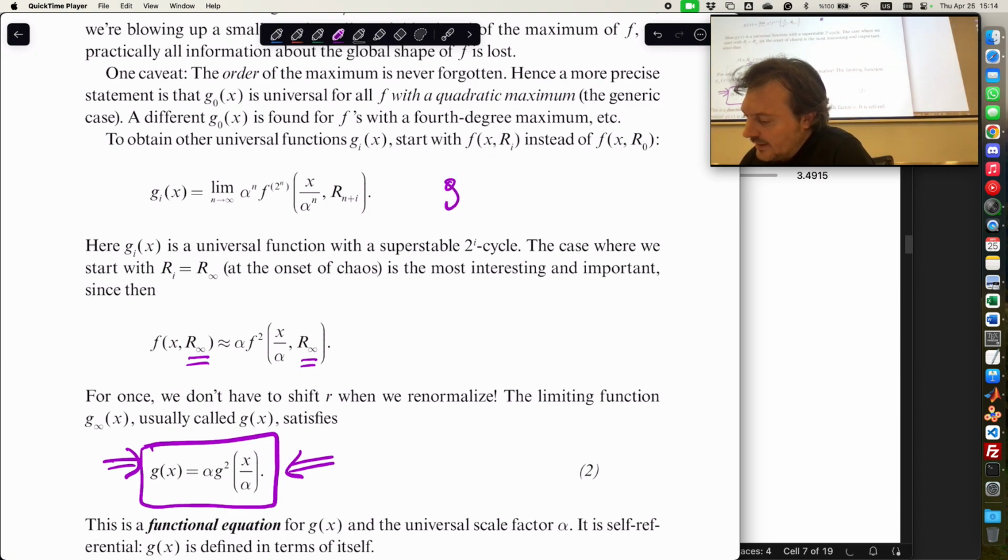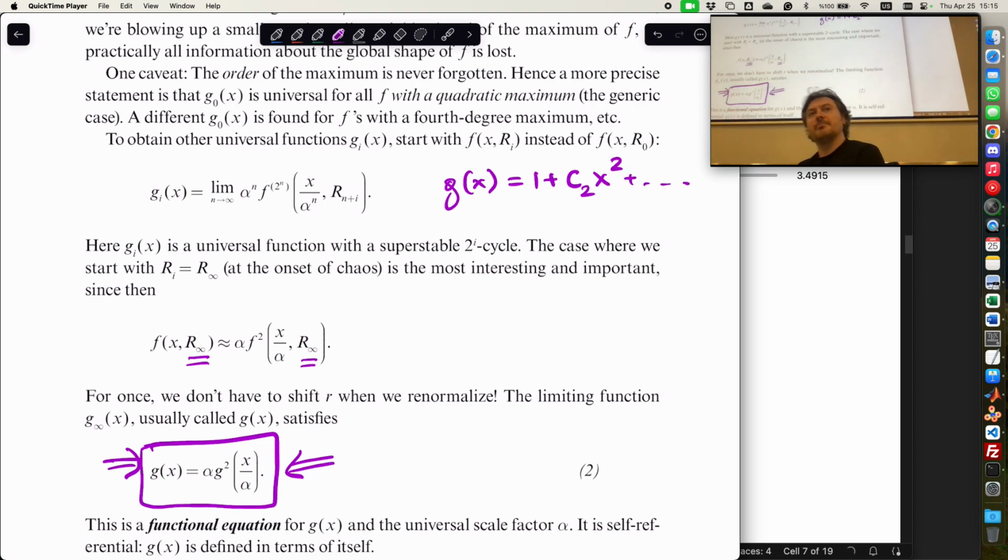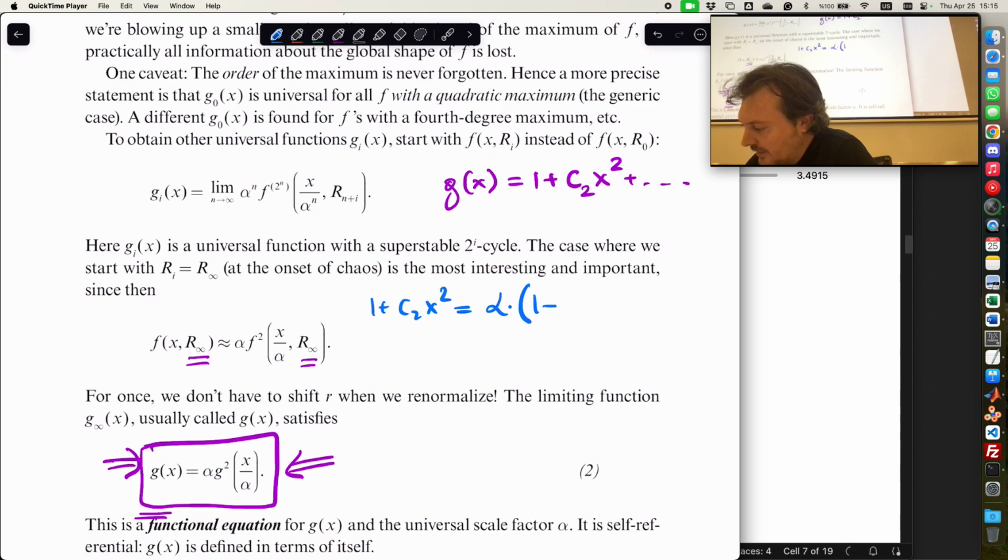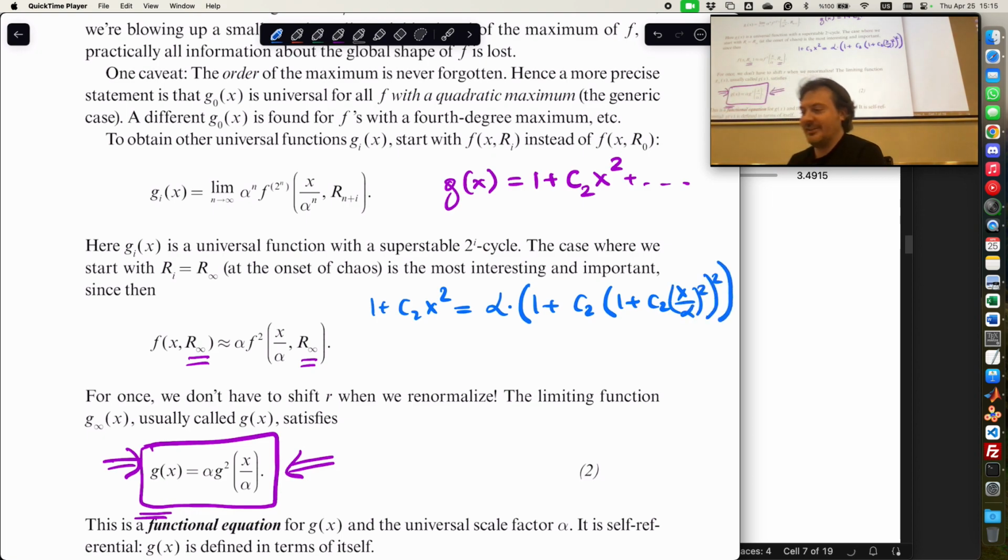So let's say g of x is 1 plus c2 x to the 2 plus higher order terms. Let's say that's how the function is, okay? If I'm going to reach here, then what do I need to have? I need to have 1 plus c2 x squared equals alpha times g of x, which is 1 plus c2 times 1 plus c2 x over alpha squared. Done. Do you agree? Yes?